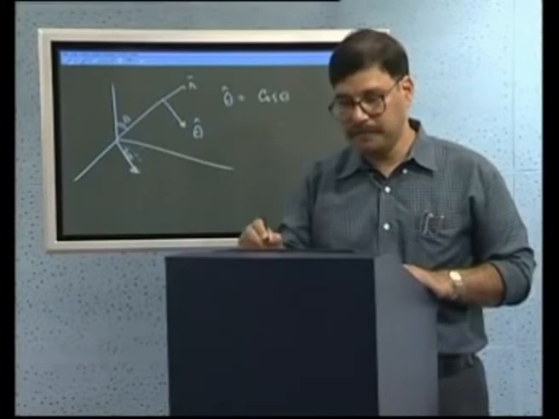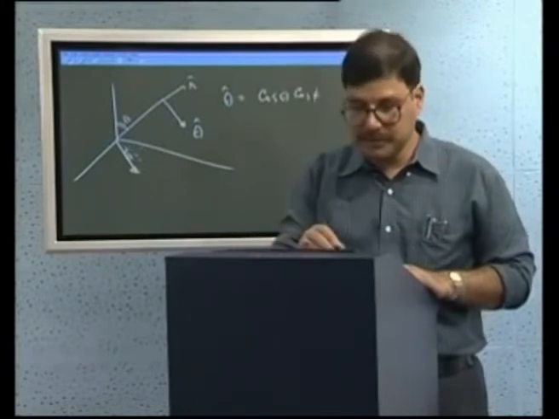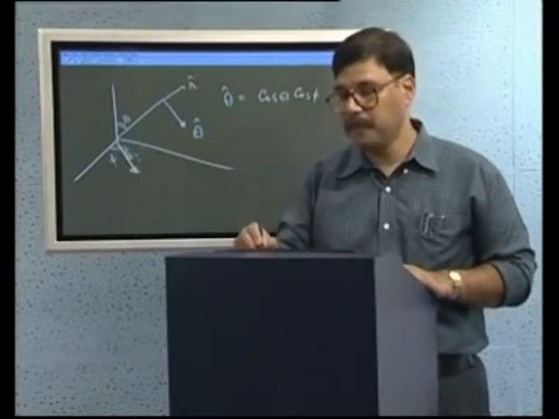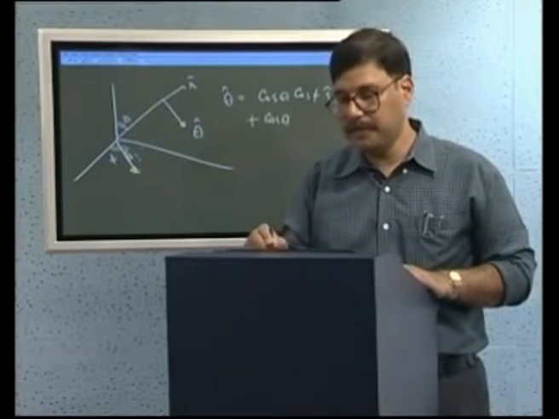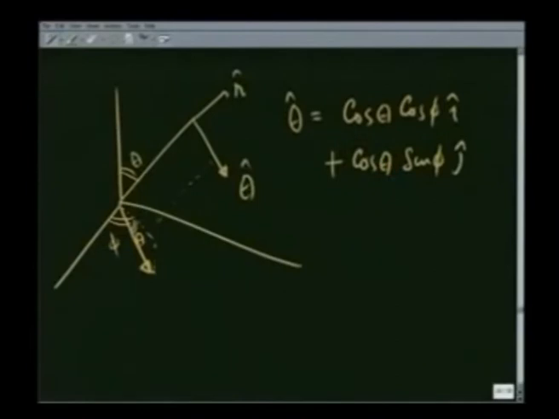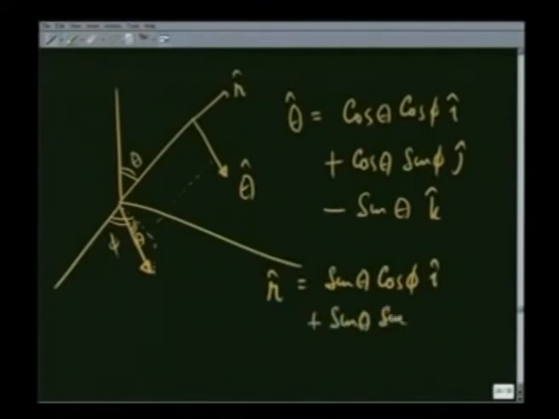cosine of theta, cosine of phi, because this angle is phi, i, plus cosine of theta, sine of phi, j, and its z component is in the opposite direction, so minus sine of theta k. Recall that r was sine of theta cosine phi i plus sine theta sine of phi j plus cosine of theta k.